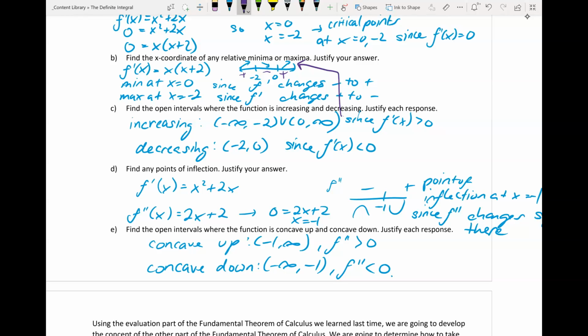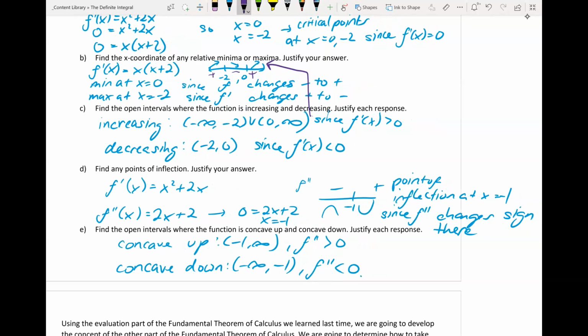So I did a sign diagram for f double prime. Between negative infinity and negative 1, I picked a number in there, and we get a negative number. And then between negative 1 and infinity, just pick a number in there, say 0, you're going to get a positive number. So because we are changing concavity, we have a point of inflection at x equals negative 1. Then lastly, we need to just state the open intervals where the function is concave up and concave down. So again, you would use the sign diagram to help you determine that.